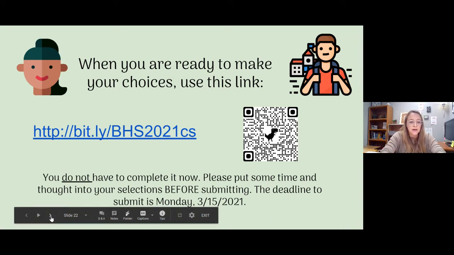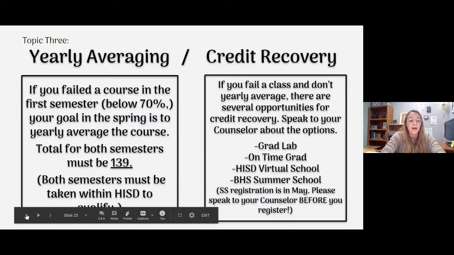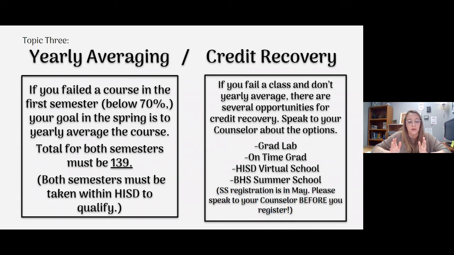Now we're going to talk about yearly averaging. So if you failed a course the first semester, so these are for the year-long classes, okay? If you failed the first semester below 70%, your goal is to yearly average the course the next semester. So basically, you want to make sure that both grades add up to 139, okay? So a 65 plus a 74, that means you will get the credit for the whole year. Now, both must have been taken within HISD to qualify.